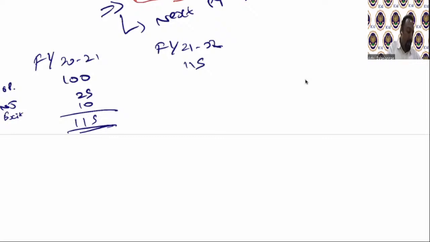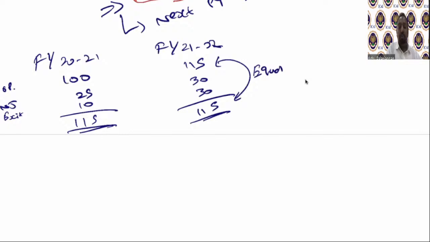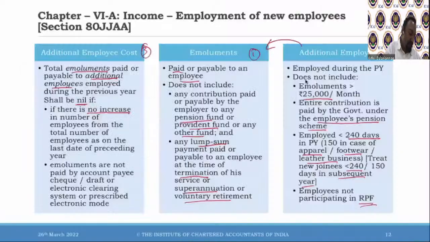I have appointed 30, 30 have exited. In this case, both are equal, right? Same. So there is no change. No change in the count. So this is what it says.